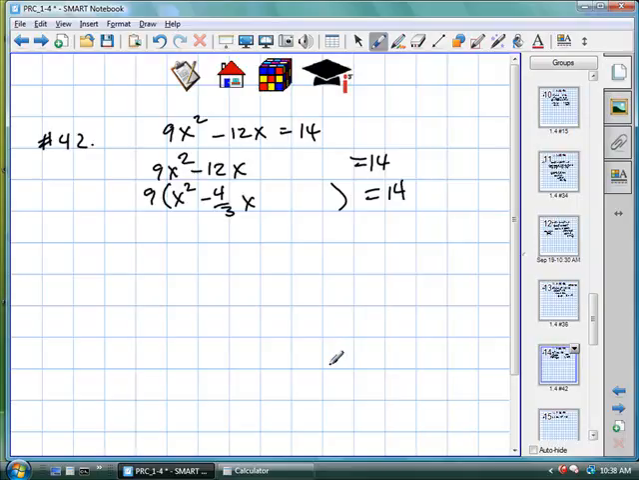Now take half your b term. What's half of 4/3? 2/3. And what's 2/3 squared? 4/9. But what did I really just add to the left side? 4. So therefore, to equalize things, I need to add 4 to the right. Now in here, this is a perfect square trinomial because I completed the square. Whoops, that's got to be a minus.